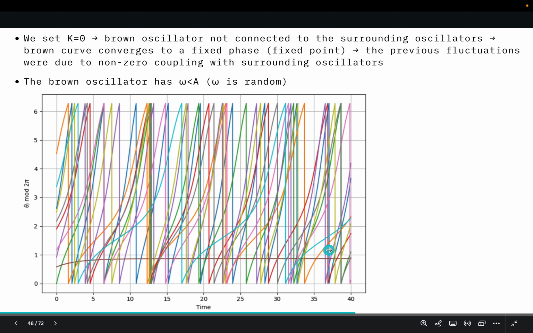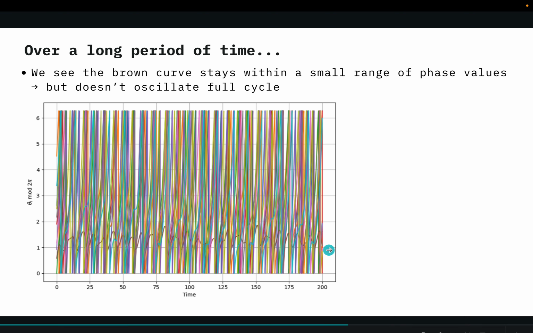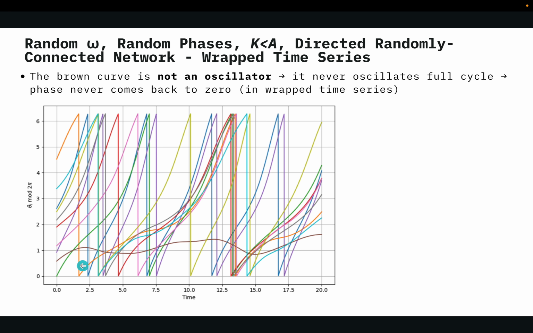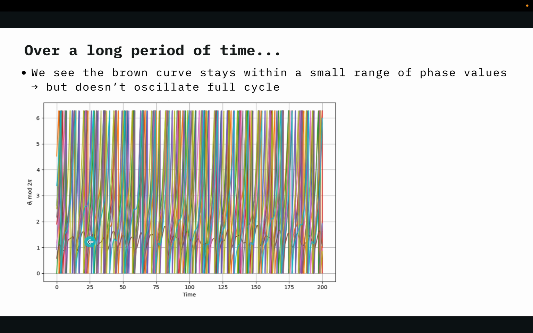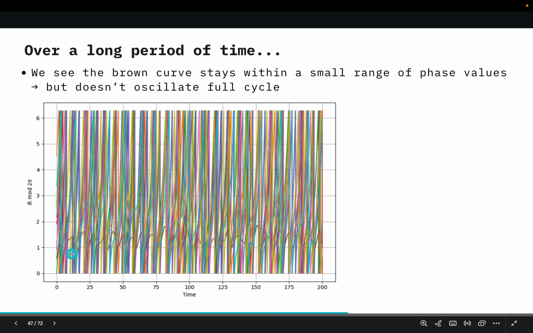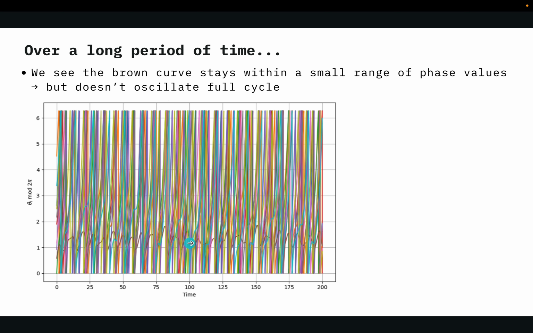But since it's connected to its neighbors through a non-zero k, because here we set k equals 0, it's not really able to converge. It's not oscillating, it's fluctuating up and down because of the effects from its neighbors. But it's not itself an oscillator. It doesn't have enough omega to overcome the fixed point, so it doesn't do full oscillations.